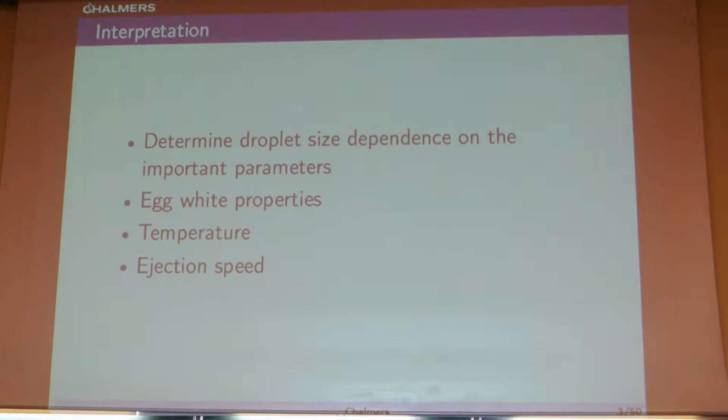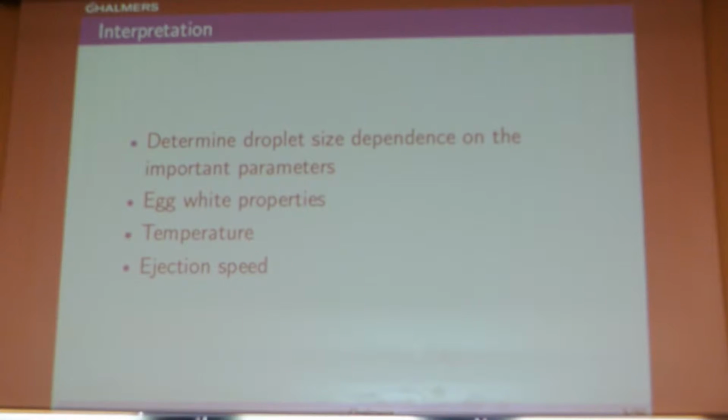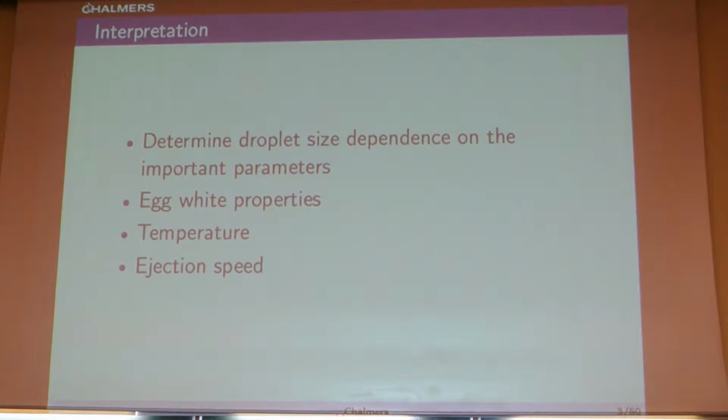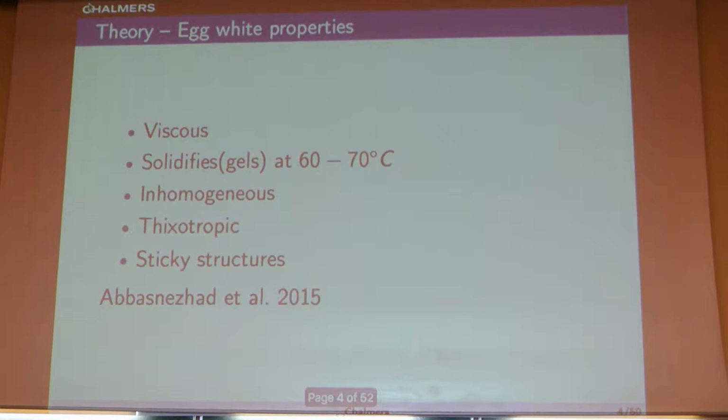So our interpretation of the problem is to simply determine the droplet size dependence on the important parameters, just like most other people. And then you investigate a bit on the egg white properties, and more specifically vary the temperature and ejection speed, and see what happens with the droplets.